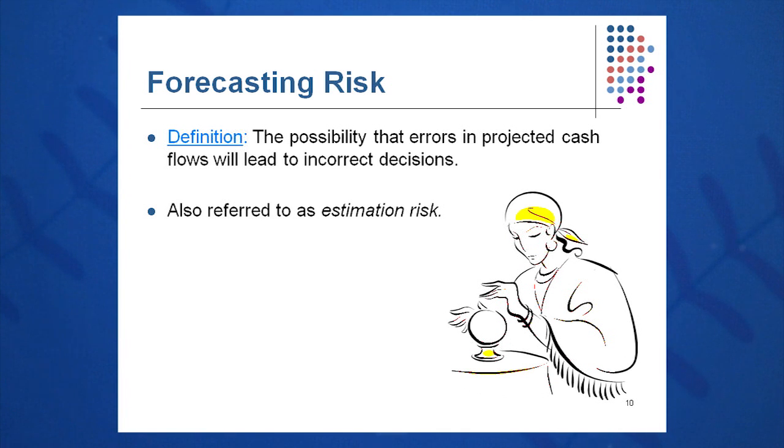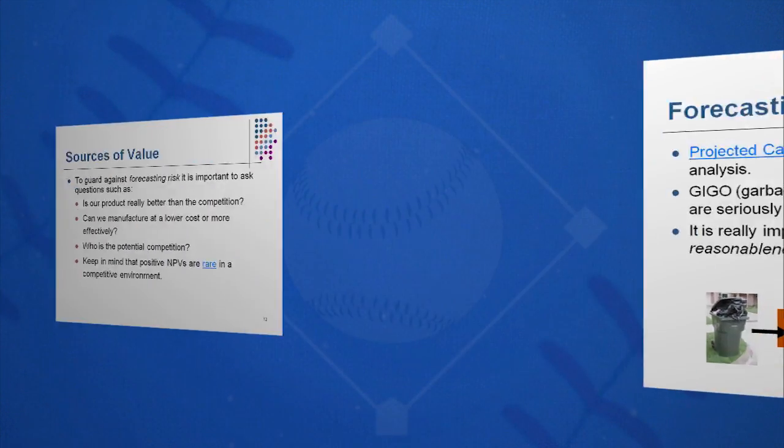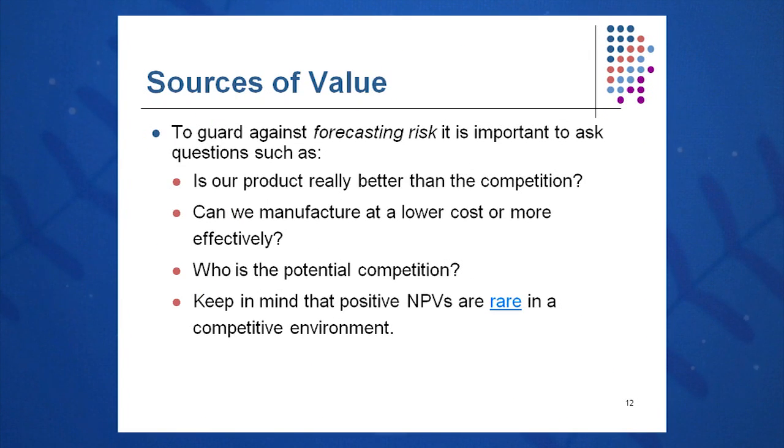So be very careful when you put your estimates together, because the old adage applies: garbage in equals garbage out. Your cash flows are a key input to the decision and your DCF analysis, and you've got to get it as close as possible. And again, if one of your colleagues is suggesting we change the numbers or fiddle with the numbers, be very, very careful doing that. To guard against forecasting risk, what kind of questions can you ask yourself?